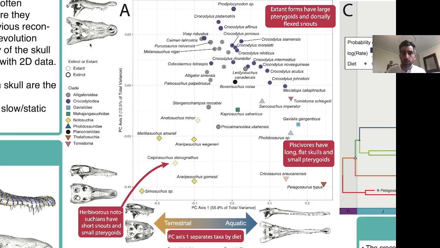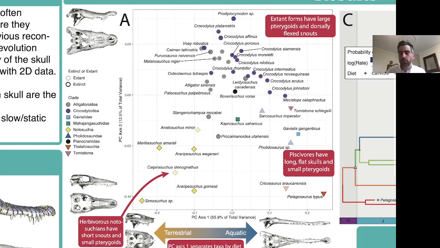PC axis 2 defines some other features of the skull that wouldn't be captured if we were just using more simple 2D morphometrics. We can see that it has a lot to do with the orientation of the orbit, whether the orbit is on the dorsal surface or the lateral surface of the skull, and whether this structure here, the pterygoid flange, is large or small, dorsally or laterally oriented.